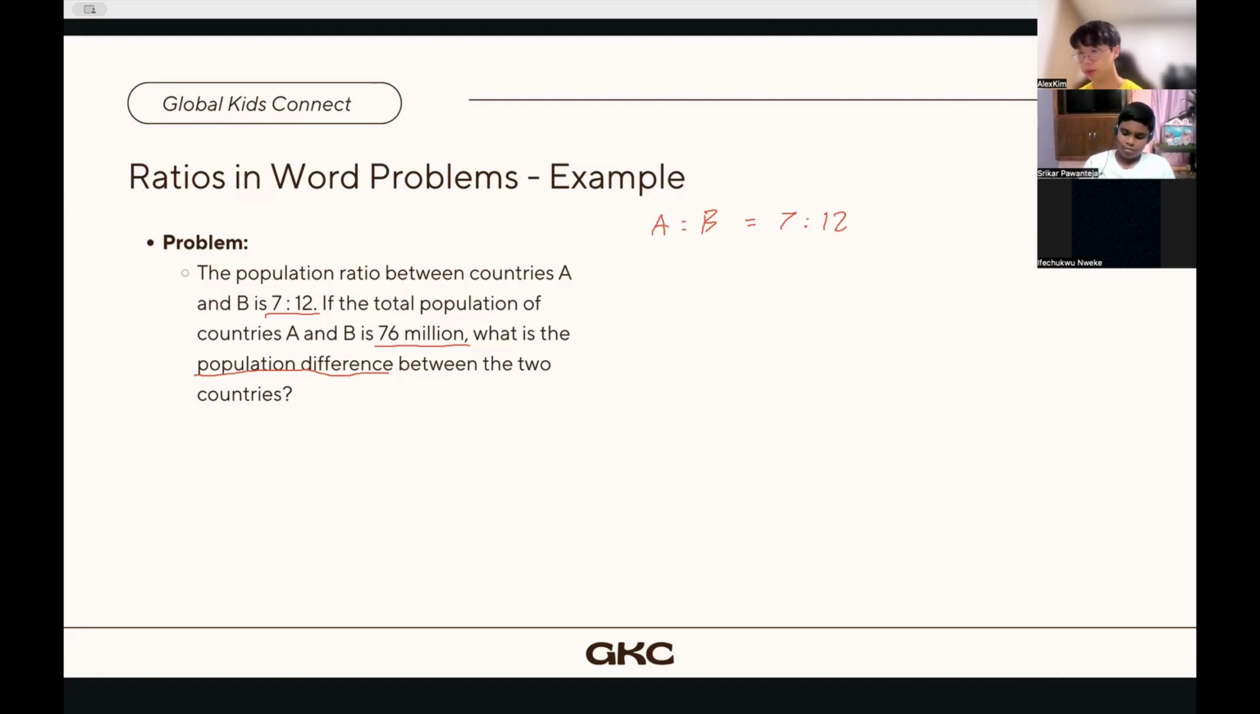And then we also know that the total population of countries A and B is 76 million. So if A and B are the population numbers, then A plus B equals 76 million. Just for problem solving sake, we'll put the unit as millions and keep the number itself as 76. We can change the unit to a number of persons later on, but to make our problem solving easier, we'll keep it at 76. Using these two equations, we can find each value of A and B.